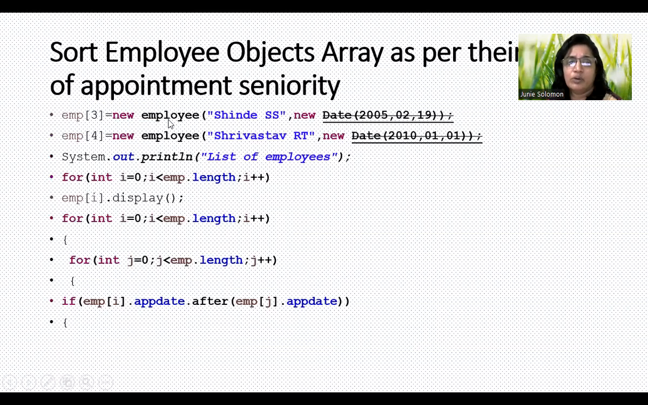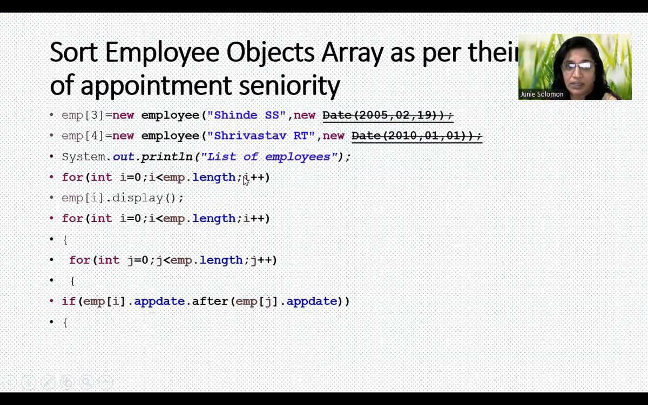Now see, the third one doesn't start from 0. I have put the name and the date. The fourth one I also put. So now from 0 to 4, that means 5 employees are there. It has been filled up with 5 employees' values and data.